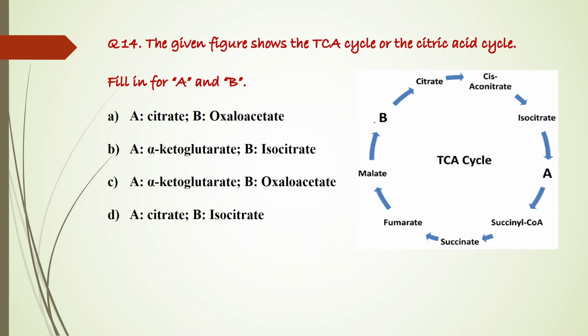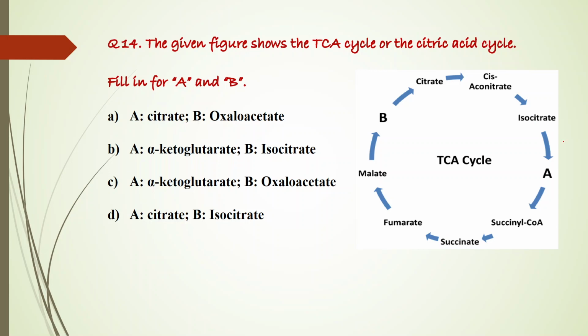It says the given figure shows the TCA cycle or the citric acid cycle. So you need to fill up this A and B. I have already shown you the entire TCA cycle. Let us go back here. So this was our initial citrate, then we have our isocitrate, and which enzyme acts here? Your aconitase, which acts here to form isocitrate from citrate.